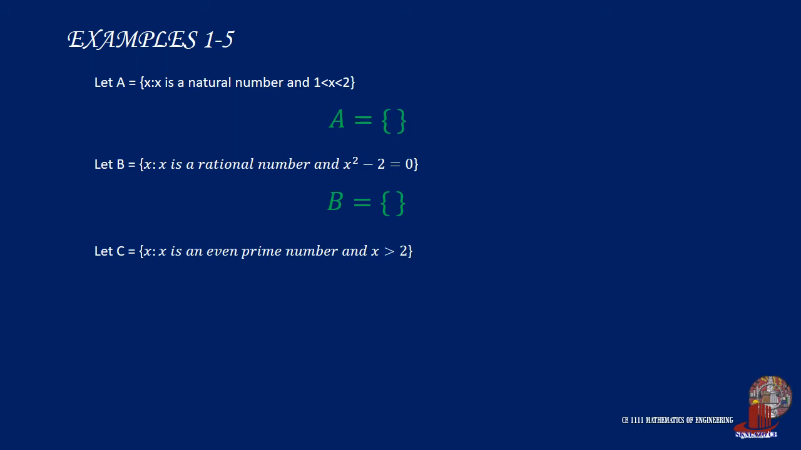Thirdly, let C be the set of all values of x, where x is an even prime number and x is greater than 2. Then C is again an empty set because 2 is the only even prime number. Lastly, let D be the set of all values of x, where x is an odd number and x squared is equal to 4. Then again, D is an empty set because the equation x squared is equal to 4 is not satisfied by any odd value of x.